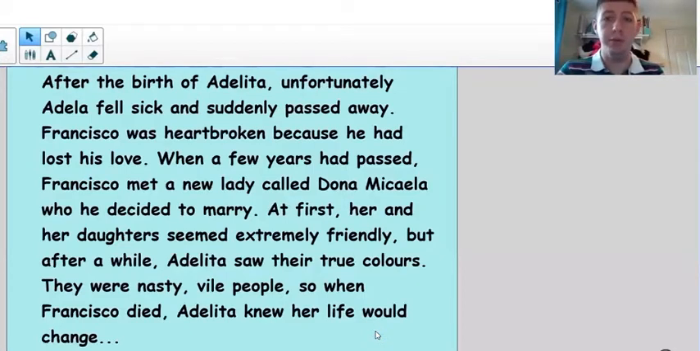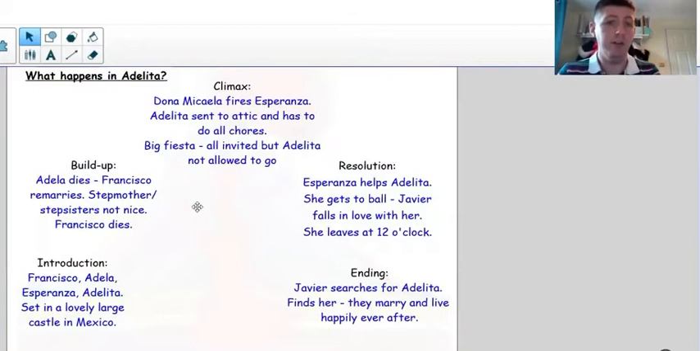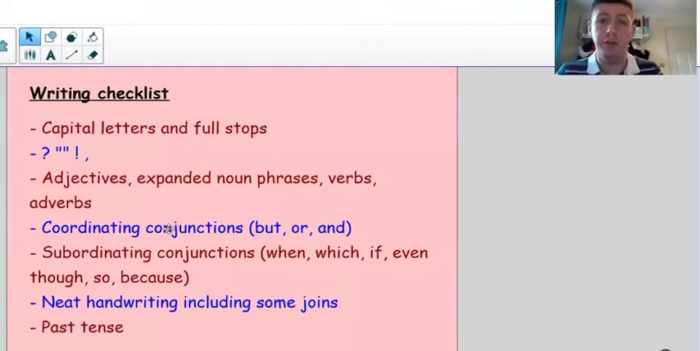So I've now done the build-up of the story. So we've unfortunately got Francisco losing his wife, and then meeting the new lady Donna Michaela and marrying her. And Esperanza knew that she was a cold person, that she wasn't very nice. But obviously, after a while, Adelita saw their true colours. So when Francisco died, Adelita knew life would change. So I've just told the build-up of the story now. So again, what I'd like you to do is see if you can have a go at the build-up. The bit where Adela dies, Francisco remarries, they're not nice people, and Francisco dies. That's the build-up of the story. Remember to include things from the checklist. Pause it here and have a go at your build-up of the story.